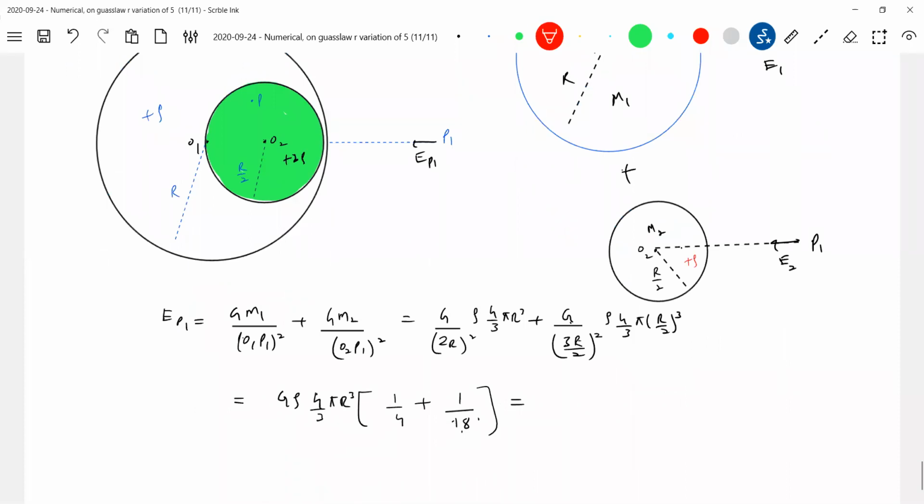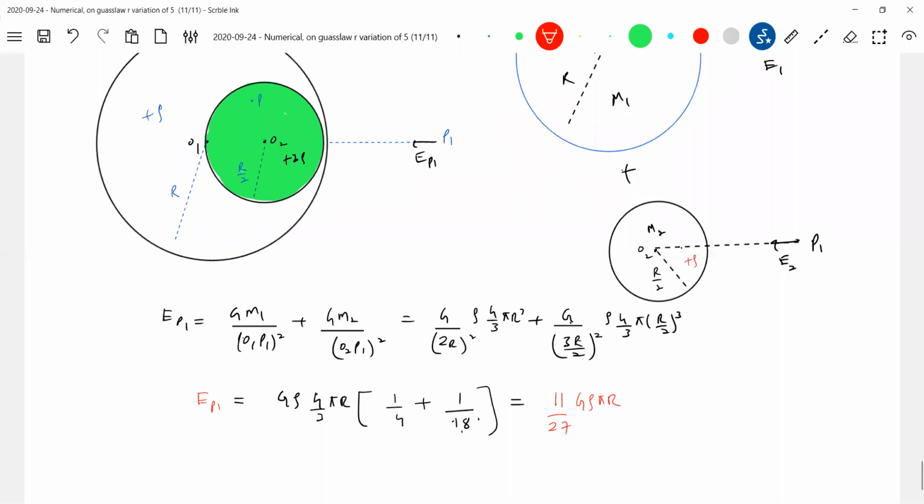Sir, R cube by R square, sir. Okay, here I'll make it R. Sir, 11 by 27 G rho pi R. 11 by 27 G rho pi R. That's the field at point P1.